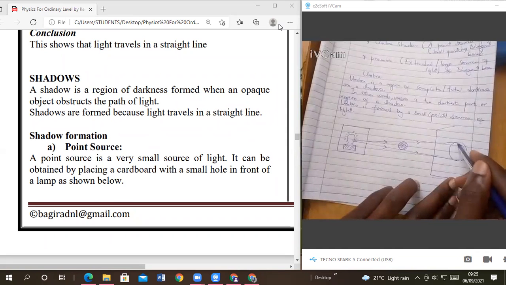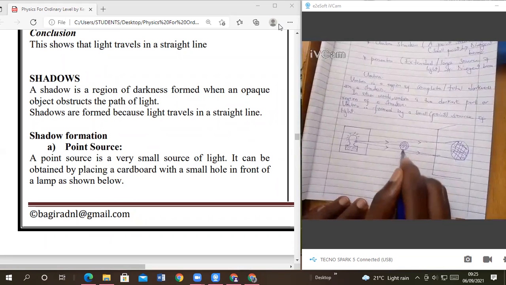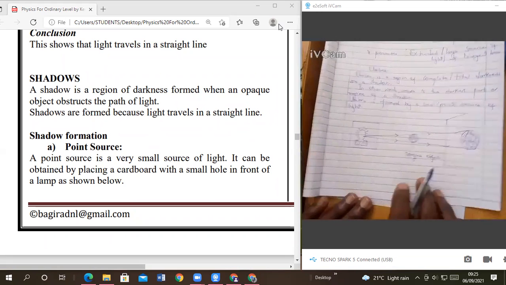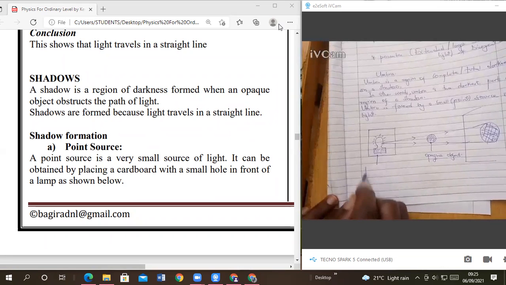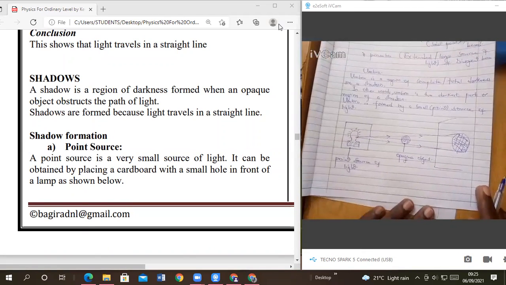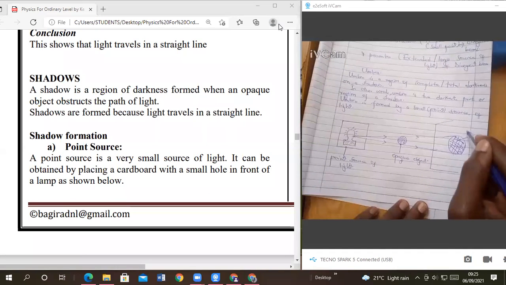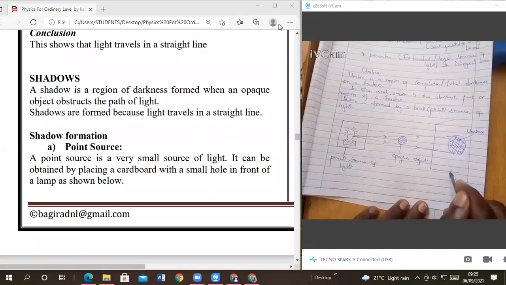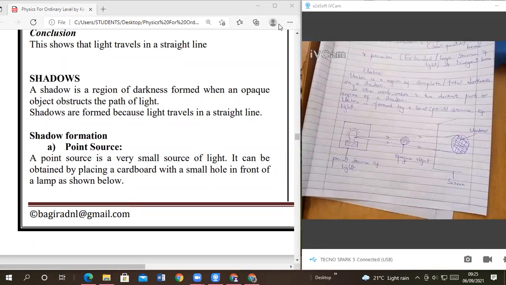So, can you shade this? You can just sketch it like that. This is our opaque object. Then this is our point source of light. Then this is the umbra. Then this is our screen. Members, have you seen how we draw it?